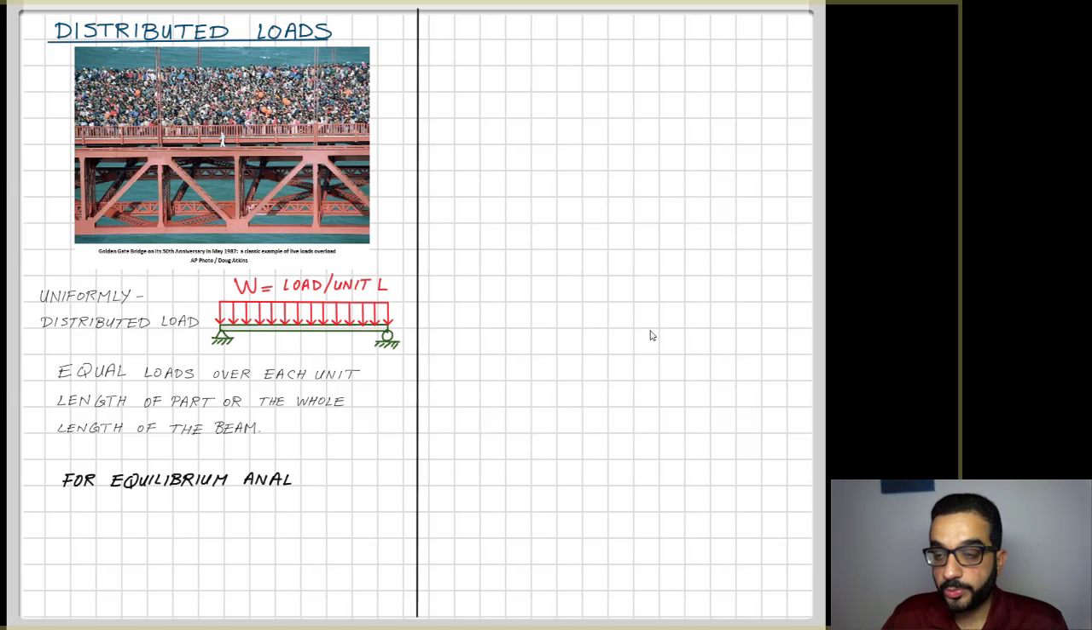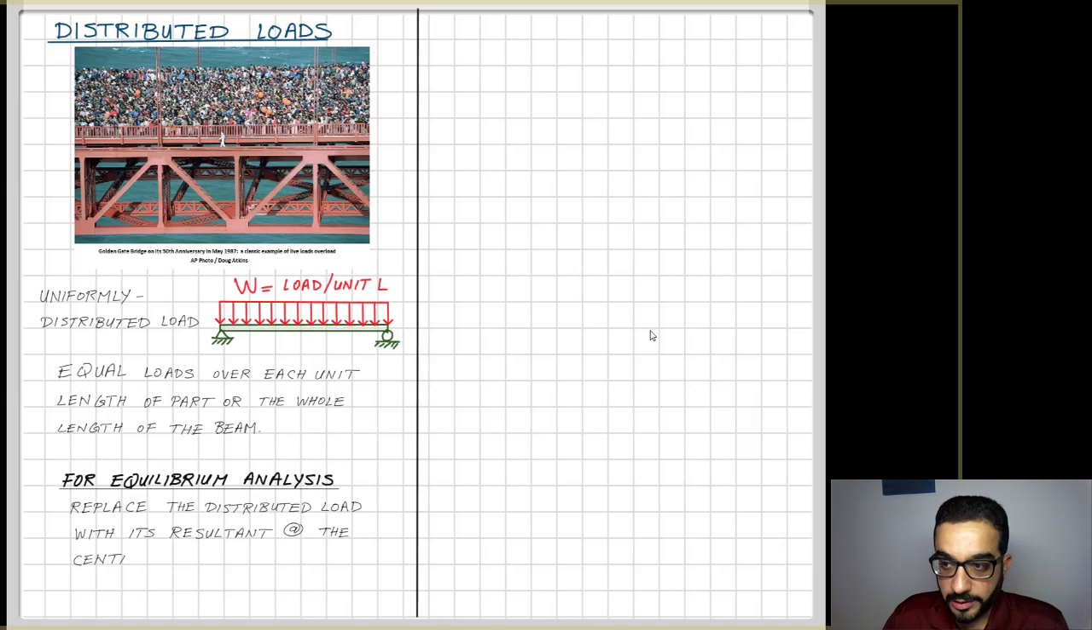So for equilibrium purposes, when I analyze the equilibrium of this beam, I will not analyze each one of these arrows. I will replace it with the resultant of this distributed load, and I will place this resultant at the centroid of the shape of the load. So now, in a unique way, I relate the lesson that we learned about centroids to equilibrium, because now I have a shape of load. So I need to figure out where the resultant is, how much the resultant is, and where this resultant applies.